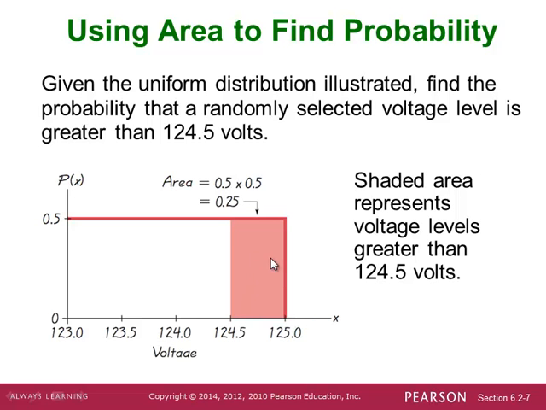And what is this area? Well, you can just use a simple geometric argument: the height is 0.5, the width is 0.5, 0.5 times 0.5 is 0.25. So there's a 0.25 probability. In other words, a 1/4 probability that if you were to randomly sample a battery, it has a voltage of between 124.5 and 125. Or in other words, there's a probability that it has a voltage greater than 124.5. Another way of saying it is that 1/4 of the batteries have voltages greater than 124.5.